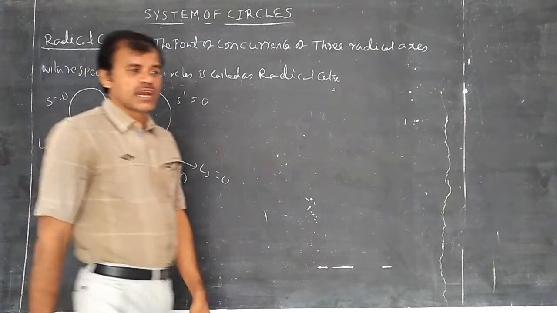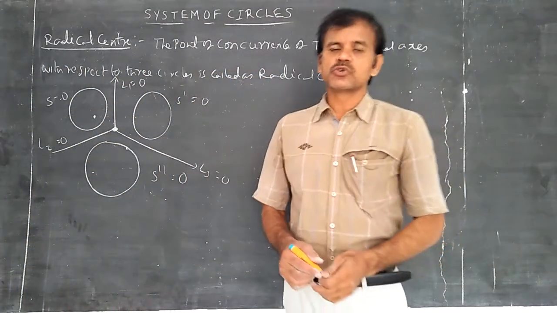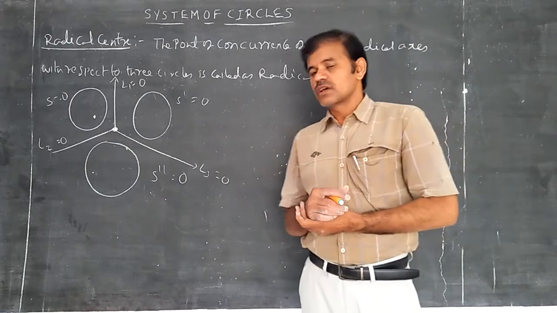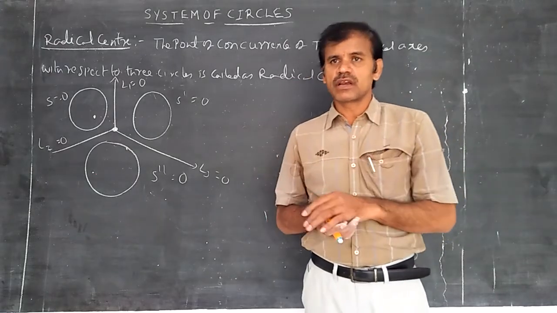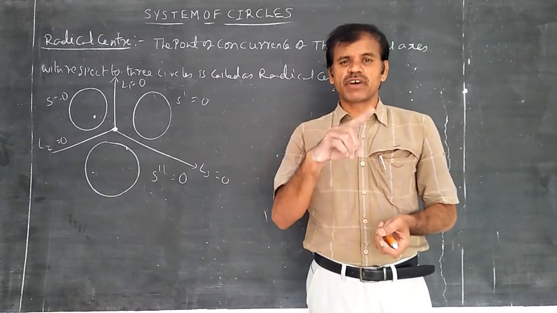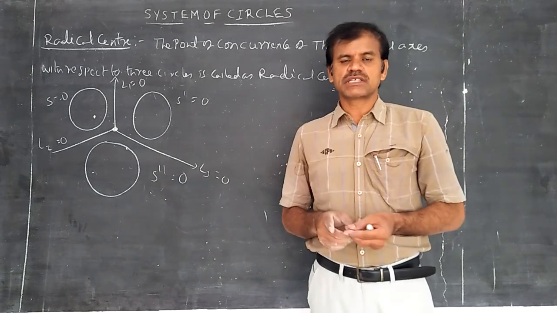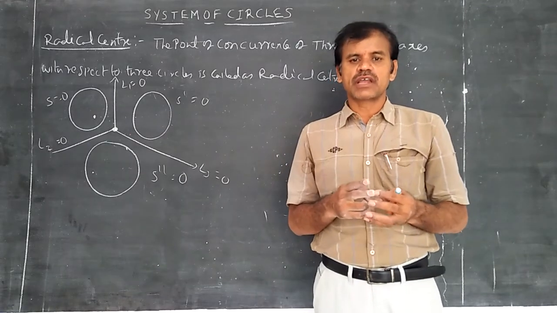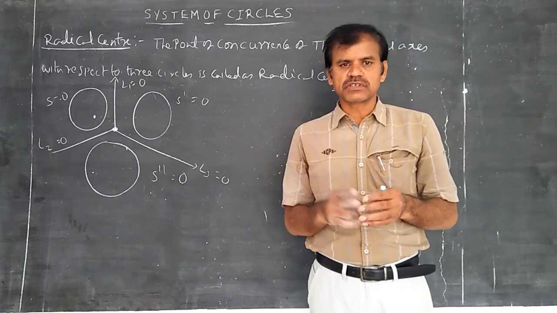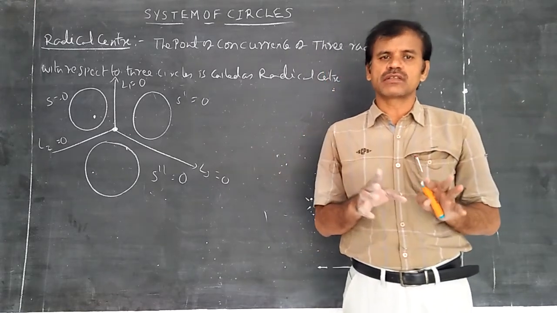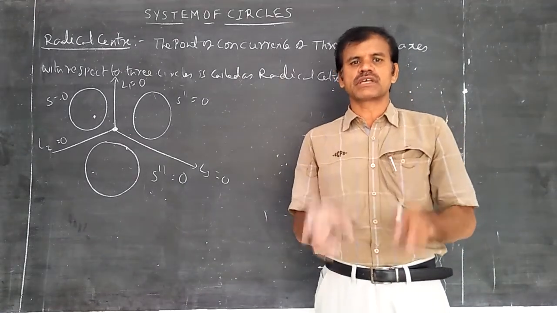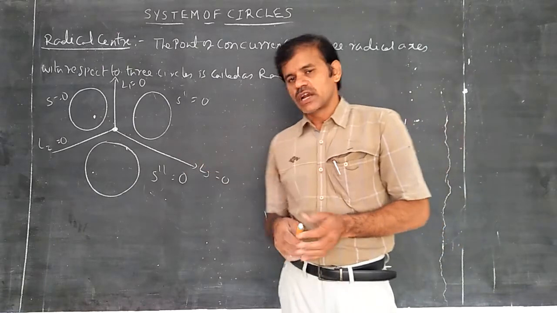How to find the radical center? First, he used to give three equations of circles. Whenever the three equations of circles are given, first you should calculate the radical axis of 1 and 2, that means S minus S dash equal to 0. And second, we should calculate the radical axis of 2 and 3. Then you will get two equations. That is enough, there is no need to calculate the third equation. Whenever two equations are there, we can solve them by the elimination method. Then we will get the radical center.